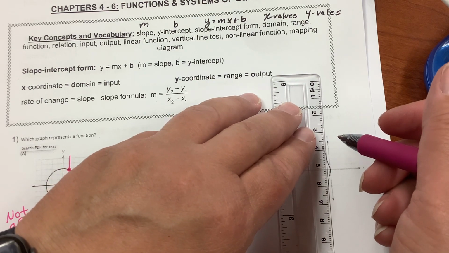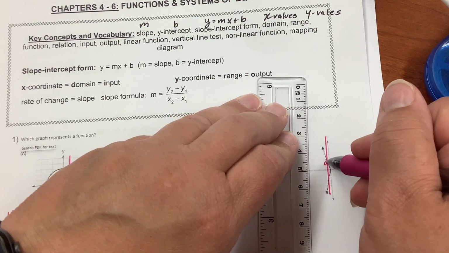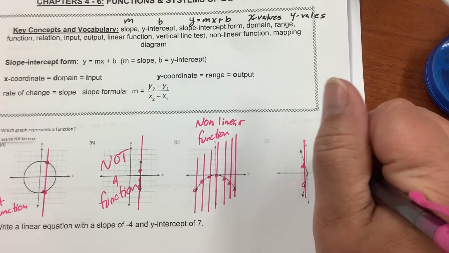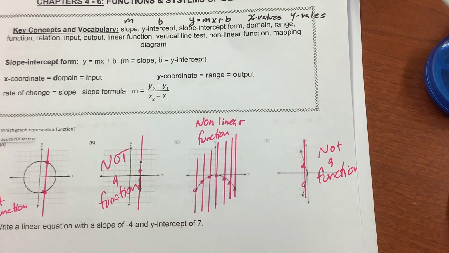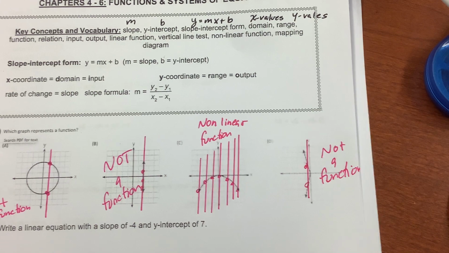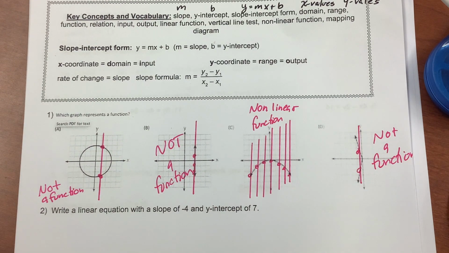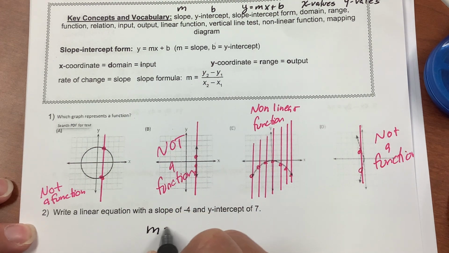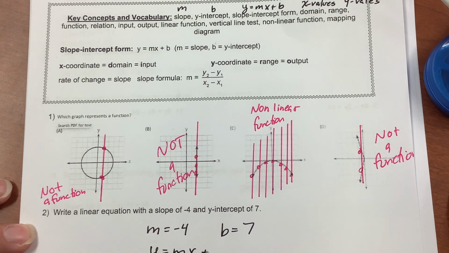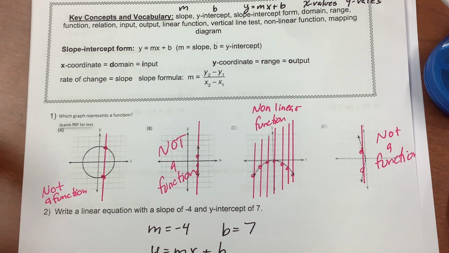Here we go. If I trace this line, it touches twice. Nope, not a function. Definitely not a function. All right, so write a linear equation with a slope of -4 and a y-intercept of 7. So slope is m. So this would be m equals -4 and b equals 7. So a linear equation is y equals mx plus b, y equals -4x plus 7. So that is a function in y equals mx plus b form.